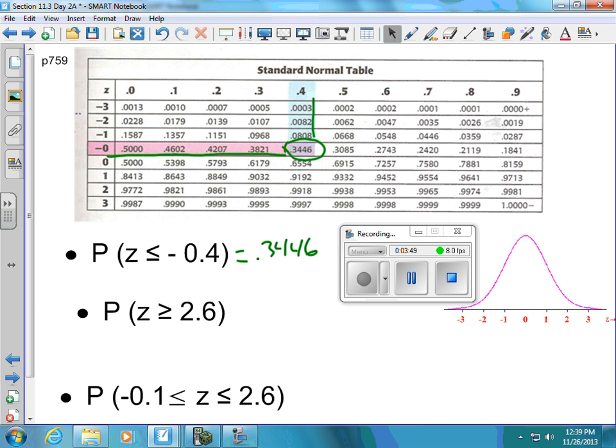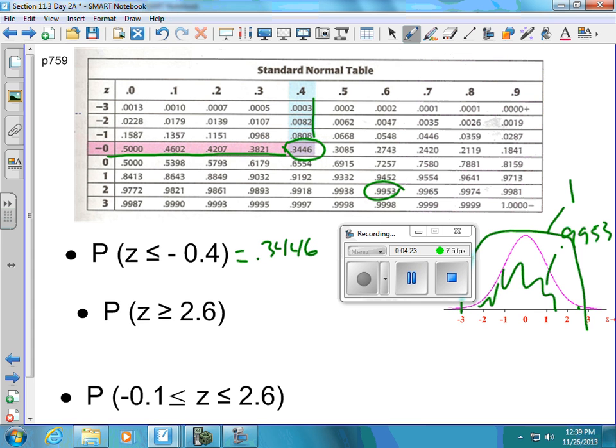How about the probability that z is greater than 2.6? Well, greater than 2.6, this is how you can do a greater than. We know that this whole probability table, everything adds up to 1. So if we go to 2.6, that is right here, 0.9953, that's less than though. So if we want to flip that around, if this is 0.9953, the whole thing is 1.